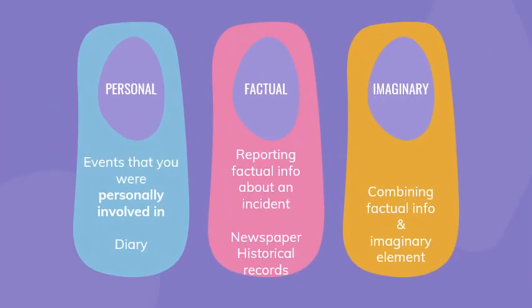It is also worth remembering that a recount can be personal, factual, or imaginative. All right? A personal recount is a retelling of events that you were personally involved in. For example, diary entries. Factual recount is reporting the factual information about an incident. For example, newspaper articles and historical records. Okay? An imaginary recount is combining factual information and an imaginary element. So this is like a story that you can tell somebody. All right? Let's move on.